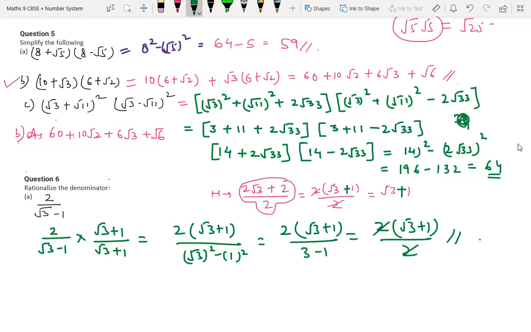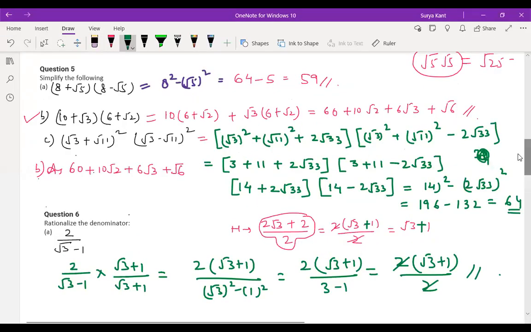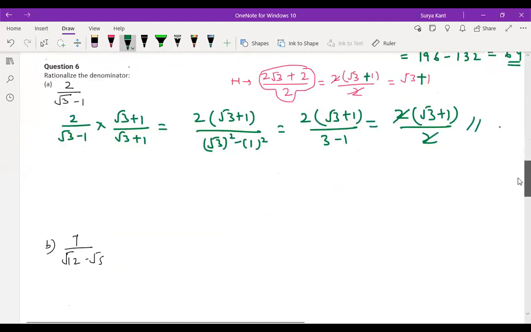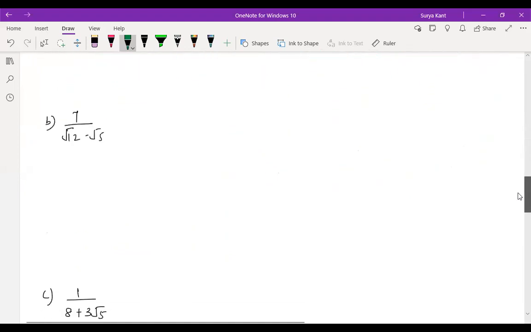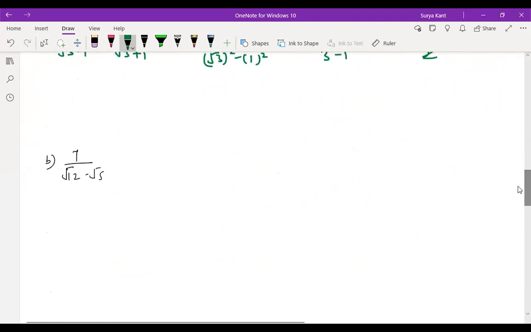These are the Bachu sums, right? These are the, last class you did so hard sums. So in front of those sums, this is like Bachu. So next you do question number B of it. 7 by root 12 minus root 5.